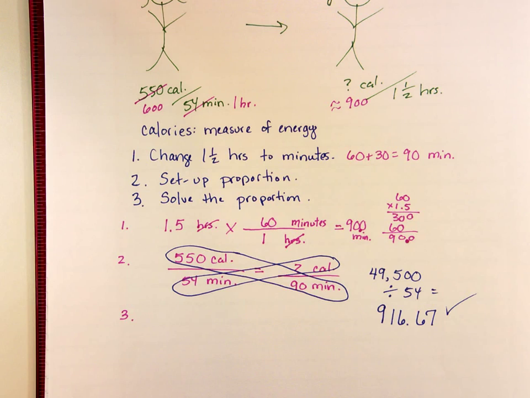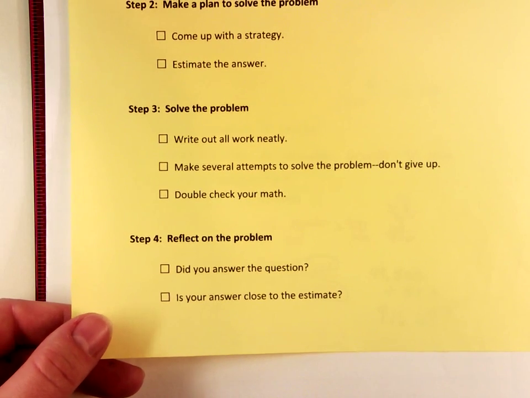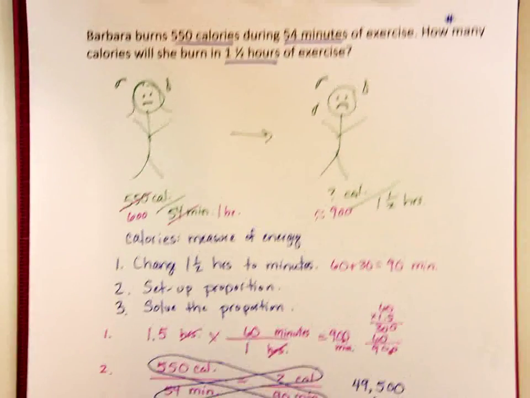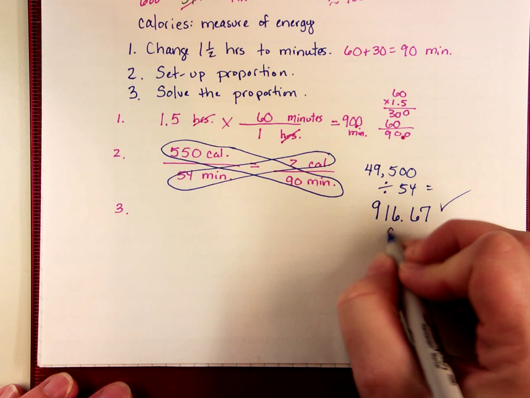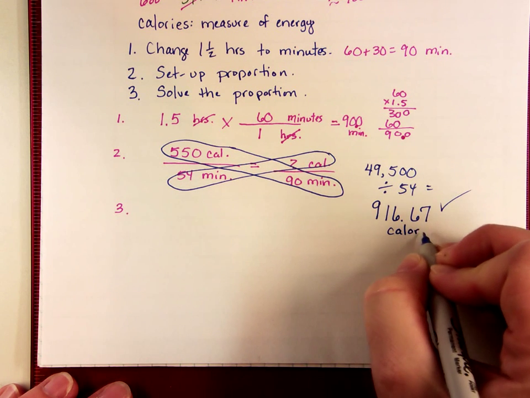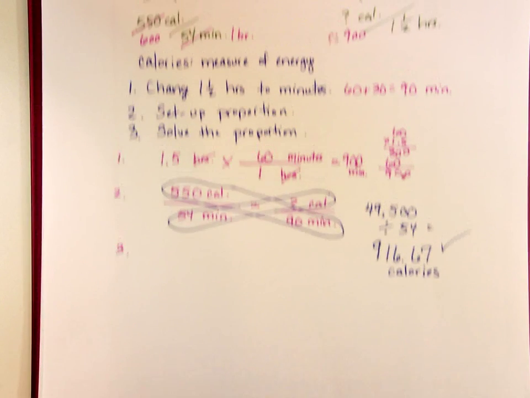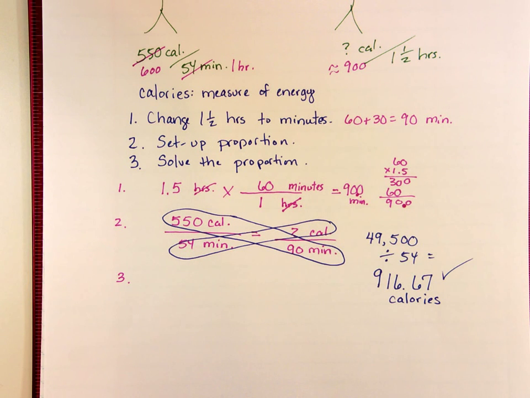Back to our checklist. Step 4, reflect on the problem. Did you answer the question? Is your answer close to the estimate? The question said, how many calories will she burn in 1.5 hours? And I ended up figuring that I have a certain number of calories, 916.67. Was our answer close to the estimate? Let's go look back. We said the estimate was 900 calories, and I ended up with 916 calories. Very close. So again, check. I think we did it right. Nice job.